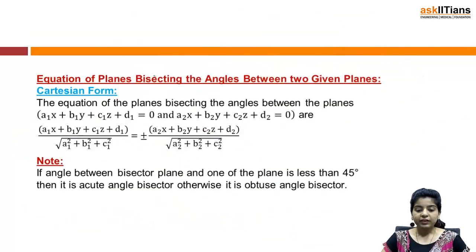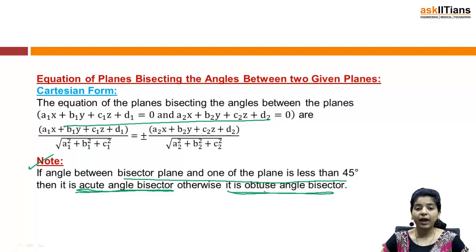Next is equation of planes bisecting the angles between two given planes. So in Cartesian form, first of all, the equation of planes bisecting the angles between these two planes is (a1x plus b1y plus c1z plus d1) by under root of a1 square plus b1 square plus c1 square is equal to plus minus (a2x plus b2y plus c2z plus d2) divided by under root a2 square plus b2 square plus c2 square. And important thing to note here is, if the angle between the bisector plane and one of the planes is less than 45 degrees, then it is the acute angle bisector. Otherwise, it will be the obtuse angle bisector.